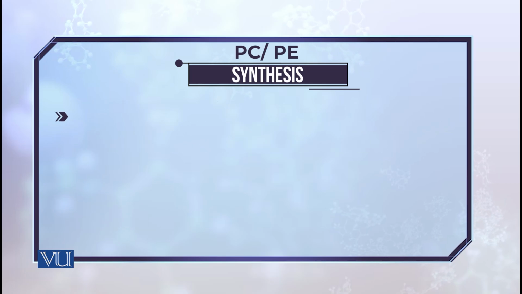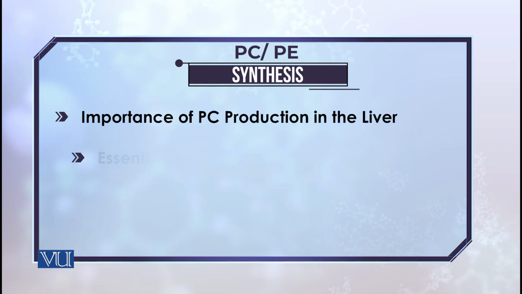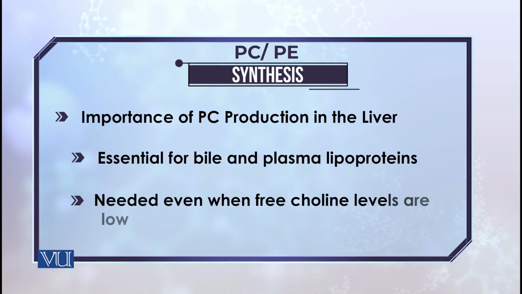Also, you should keep in mind that phosphatidylcholine, like many other phospholipids, is produced in the liver, and it is a very important part of phospholipids. Its importance can be seen from the fact that even if the free choline levels are low, it is still required, and its formation goes on because of the requirement of the body for this important compound.